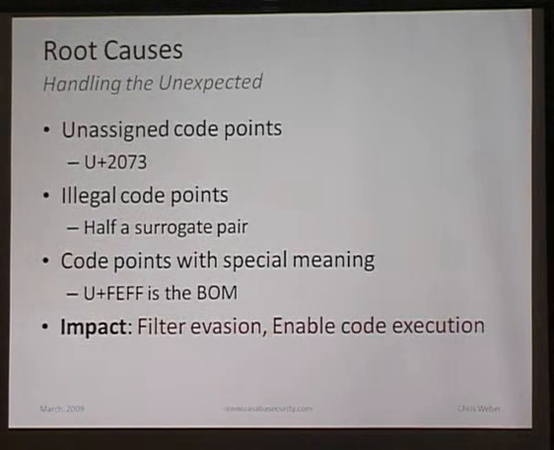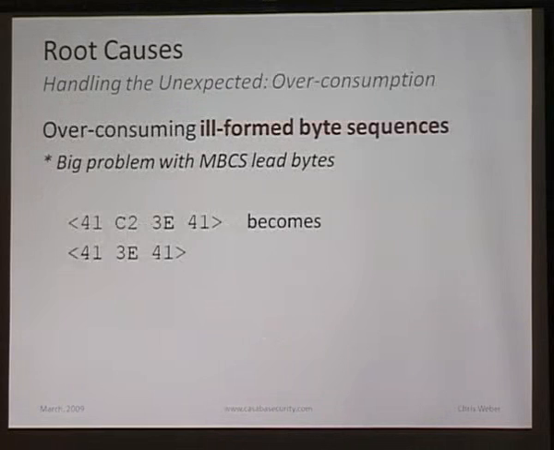Handling unexpected Unicode is a problem. There's unassigned code points. You can get half a surrogate pair. You can get a special character like the BOM. How do applications handle all this stuff?